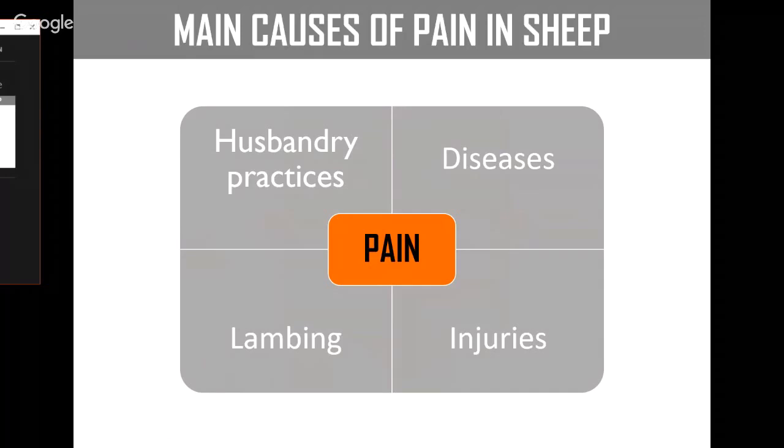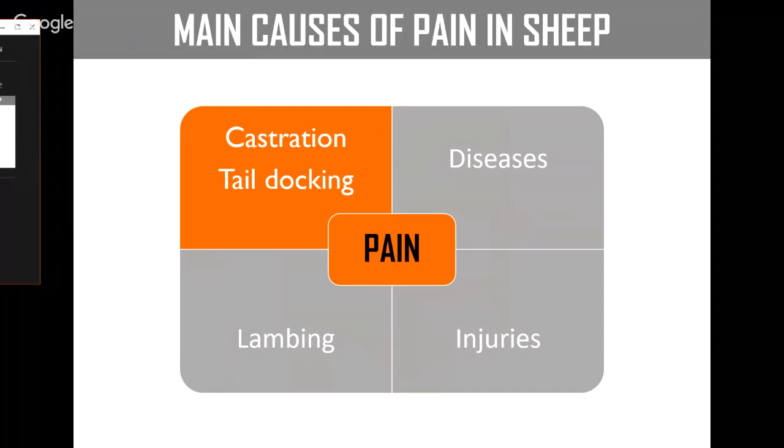So let's talk a little bit about the painful husbandry practices. There are many. Some of them are very specific of some countries, and I will not deal with those. But there are two painful husbandry practices, which are castration and tail docking, which are rather common across a number of countries in different places of the world.